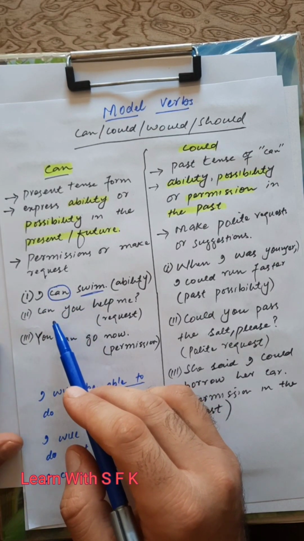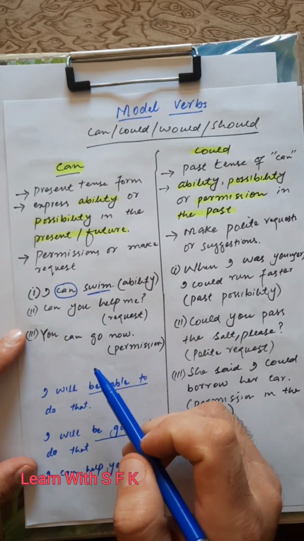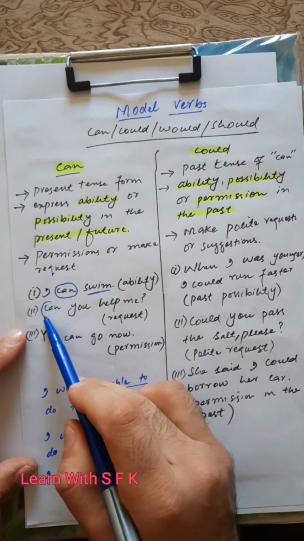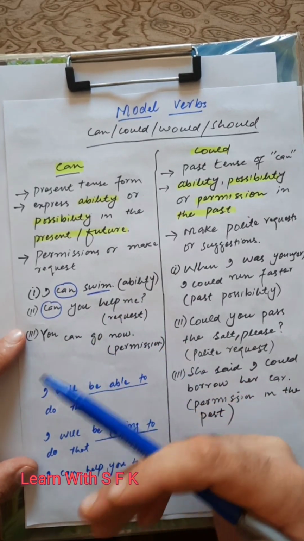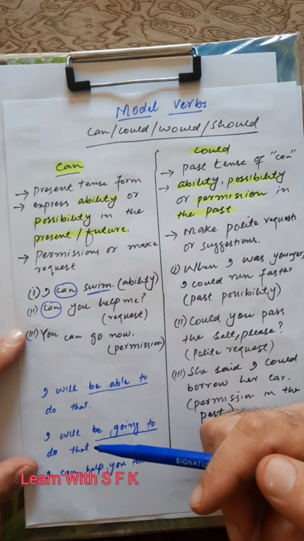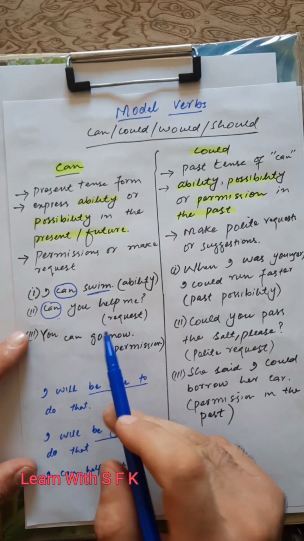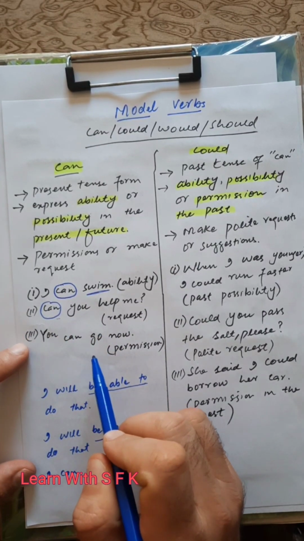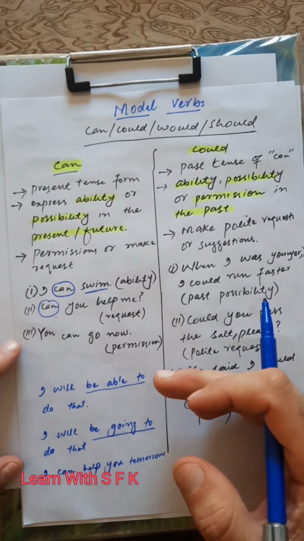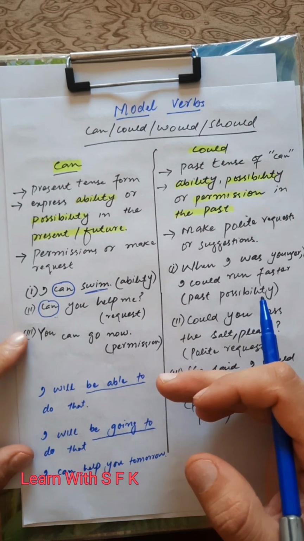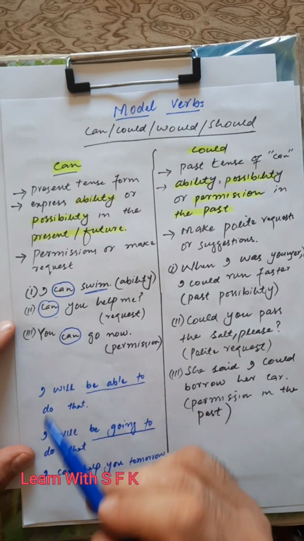In the second example, can you help me? So here can is used in the form of a request. It is used to express someone's request for help. In the next sentence, you can go now. So it is a permission. Someone is giving permission to somebody else that you can go. So here can is used in the sense of permission.